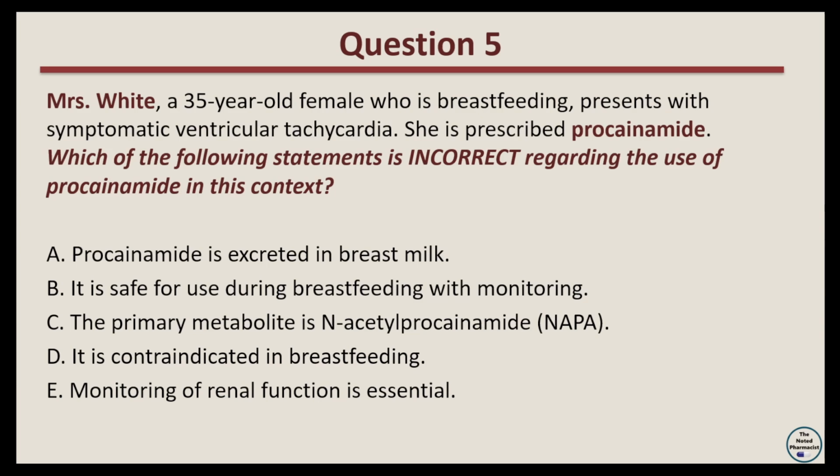Option A, procainamide is excreted in breast milk. Option B, it is safe for use during breastfeeding with monitoring. Option C, the primary metabolite is N-acetylprocainamide, NAPA. Option D, it is contraindicated in breastfeeding. Option E, monitoring of renal function is essential.